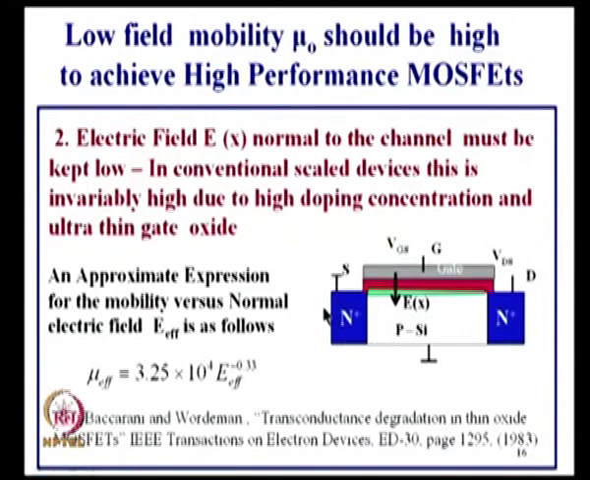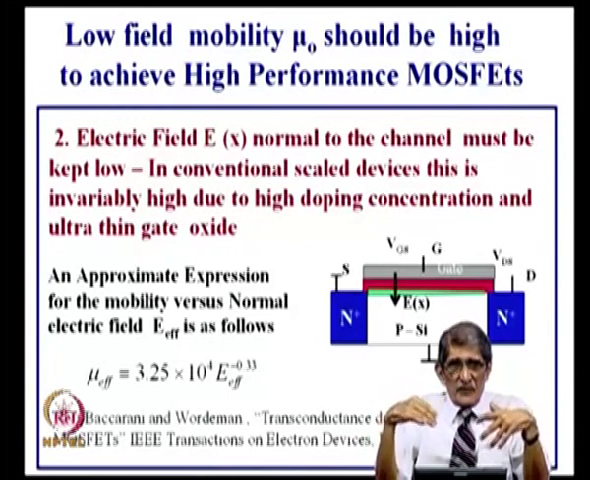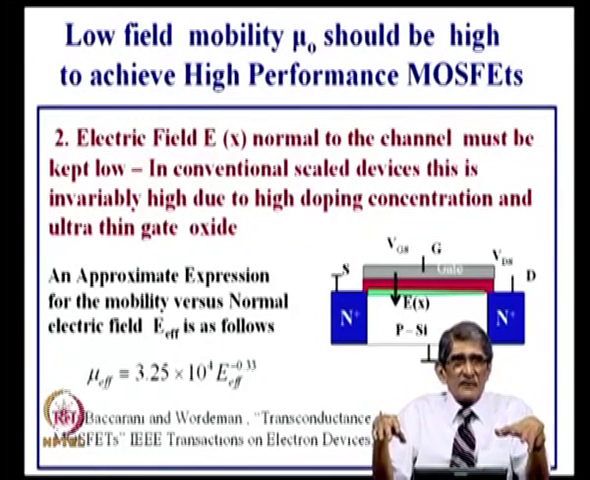So, what is the way you can do that? You can't help reducing the oxide thickness. You want to keep the capacitance large. What you can do is reduce the doping concentration here. If you reduce the doping concentration in the channel, two things happen. One, the ionized impurity scattering gets reduced. So, mobility reduction does not happen.